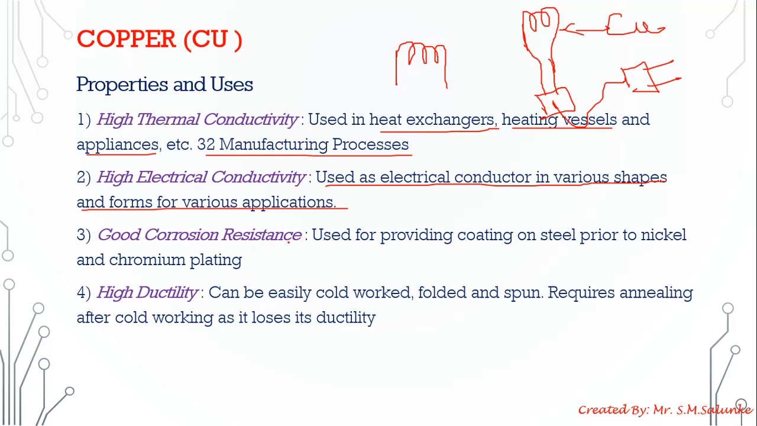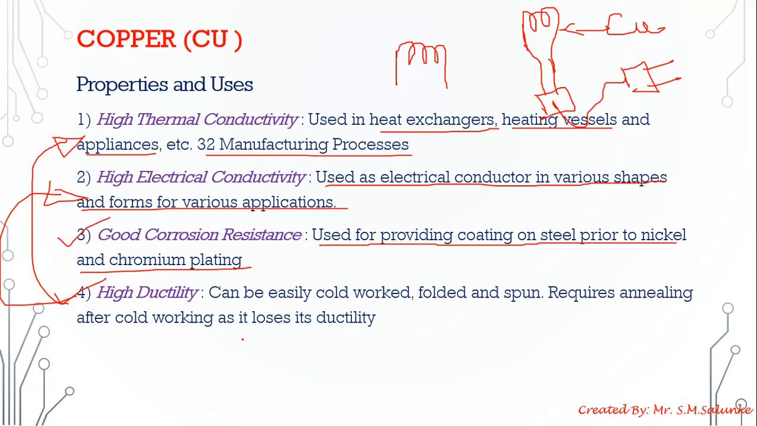Next is good corrosion resistance. As we know, most of the non-ferrous metals have good corrosion resistance, and copper is a good example, because it also has very good corrosion resistance and provides a coating on steel prior to nickel chrome plating. Next is high ductility. Due to this property, it is used in electrical appliances as well as in heating appliances, because high ductility leads to making very thin copper wires, which are majorly used in electrical appliances as well as heating appliances.